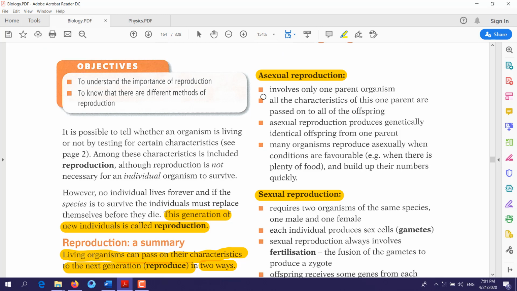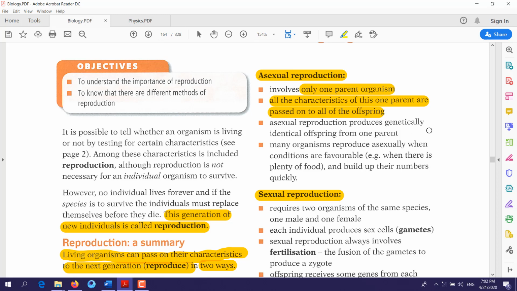Firstly, asexual reproduction means only one parent organism will be involved. Only one organism is needed to make another organism. So it involves only one parent organism. Then all the characteristics of this one parent are passed on to all of the offspring. Because only one parent is involved, all the characteristics of this parent will pass to the next generation. So the offspring will get the same characteristics as the parent.